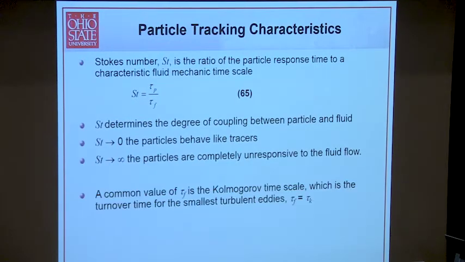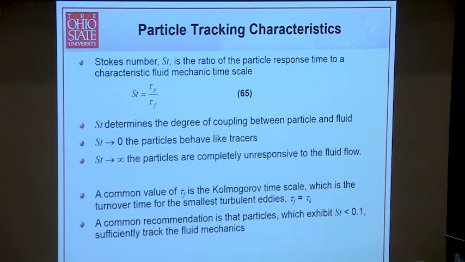Okay. A common value of the fluid mechanic time is the Kolmogorov time scale, which we talked about yesterday in the little bit on turbulence background. This is the turnover time for the smallest eddy. Okay? So in some ways, a kind of initial analysis is to compare your characteristic particle time to the Kolmogorov time scale, which was defined in the last lecture. And we really say, okay, what if that Stokes number is small? Well, a good criterion is that the particle time is about 1/10 of the fluid mechanic time scale. If this holds, then we generally say that the particle sufficiently tracks the fluid mechanics.